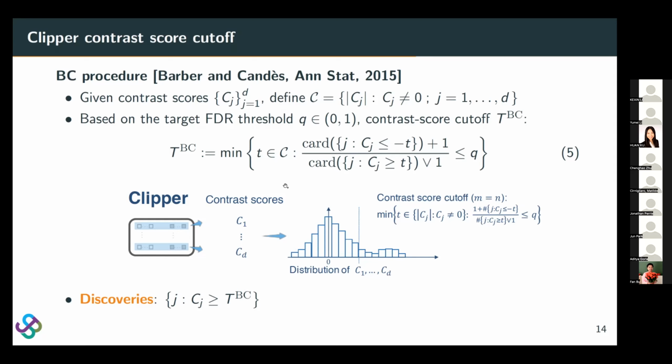This is our contrast score and threshold for our enrichment analysis with equal number of replicates, and we have similar procedures for other tasks.